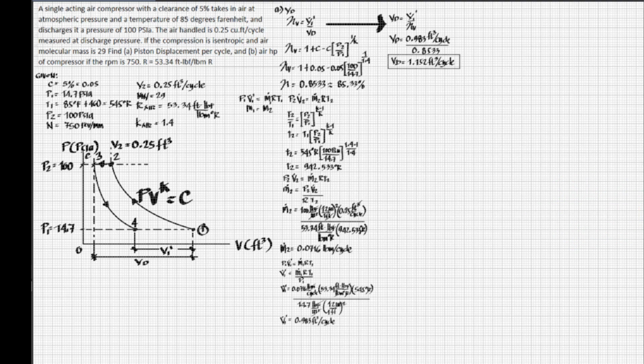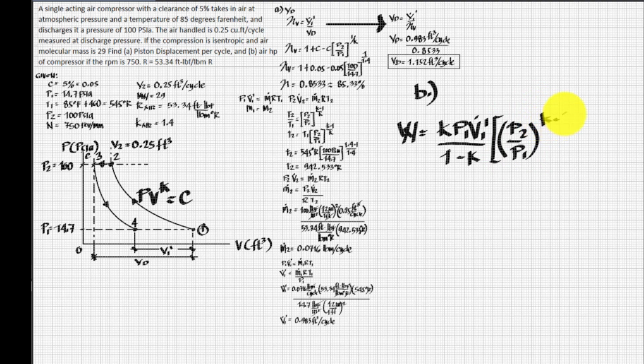Now next, letter B. Okay. For letter B naman, we're looking for the horsepower. Okay. So knowingly that the equation for your work, that will be K P sub 1 B sub 1 prime. So this is all over with my 1 minus my K, and this is multiplied by the ratio of my pressure 2 over pressure 1, and this is raised to K minus 1 over your K, and this is minus 1.